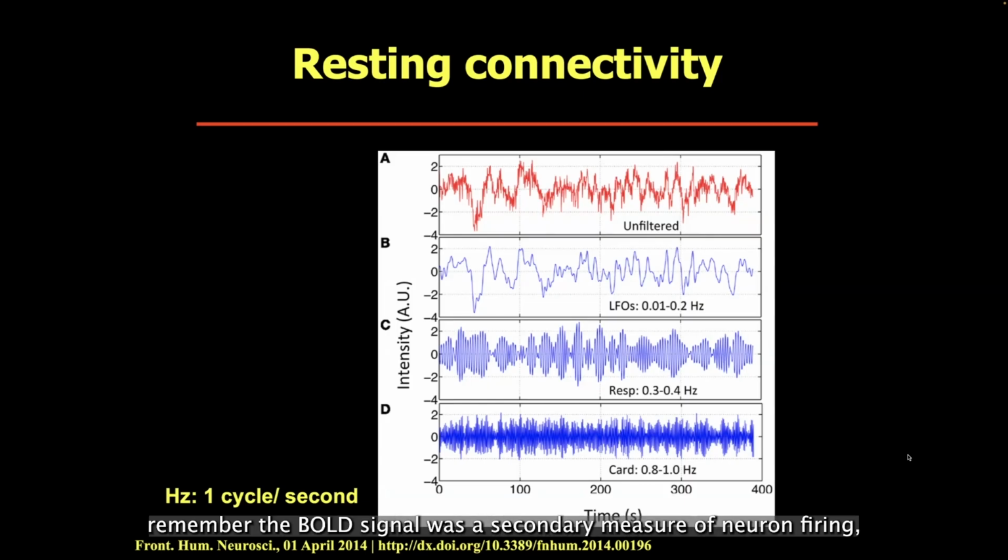But what we know, remember, is that the BOLD signal is a secondary measure of neural firing. It has a lot of other components. It may have signal for respiration in there. It may have signal for cardiac in there. And what we want to do is take these signals out. You have to filter them out of the BOLD.